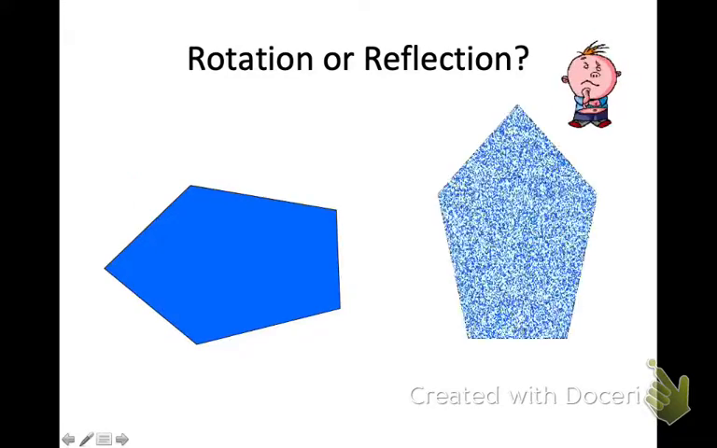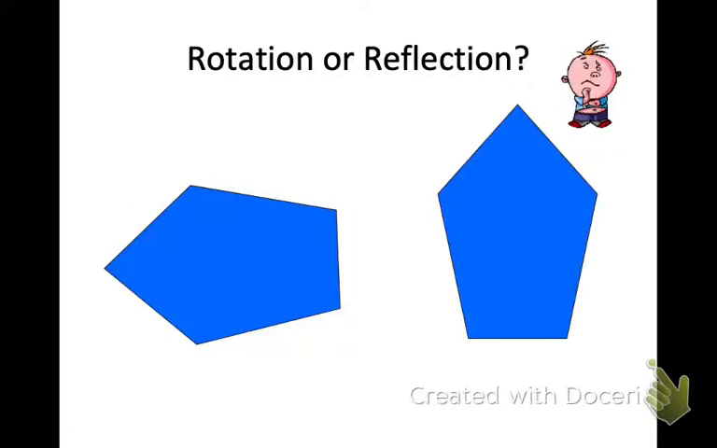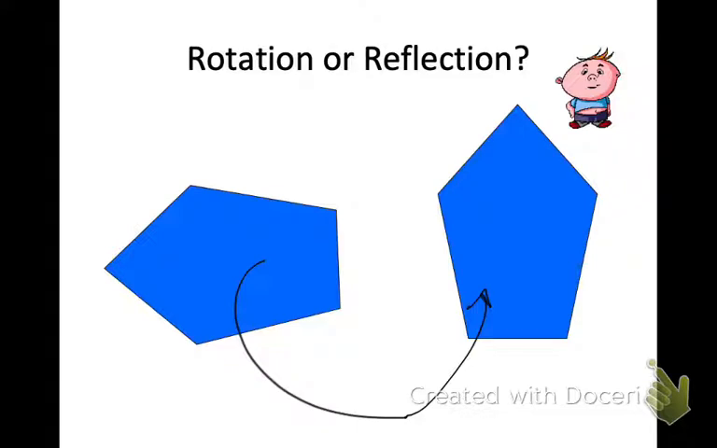Now, rotation or reflection. Definitely rotation. Again, this is 90 degrees clockwise. Since it's going in this direction, it's a quarter turn. That's 90 degrees. Or if I go the other way, this would be 270, because I'm moving it down and across and then up.